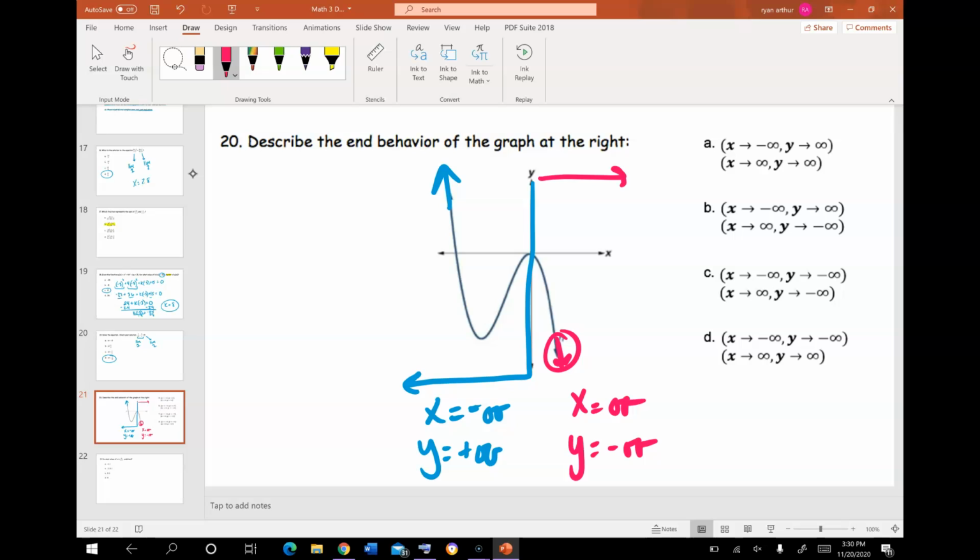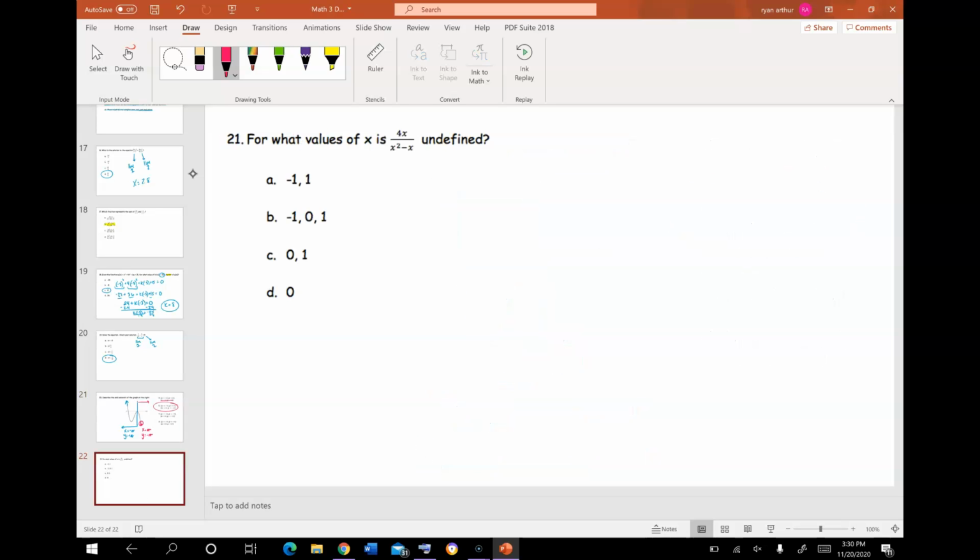So who has that pattern? Who has x's are negative and y's are positive, and then x's are positive, y's negative? Well, that's not it. Okay? X's are negative, y's positive. X's are positive, y's are negative. So it's going to be B. Okay? All right, last one.